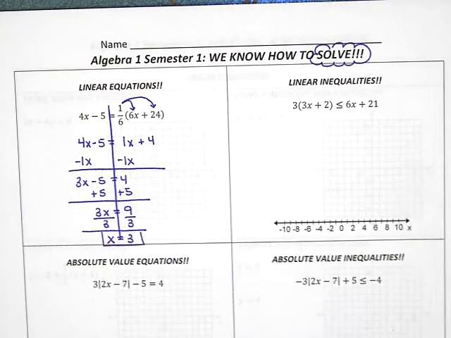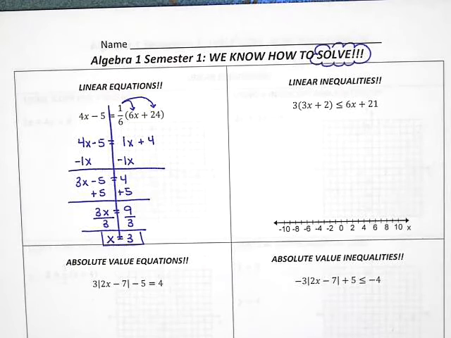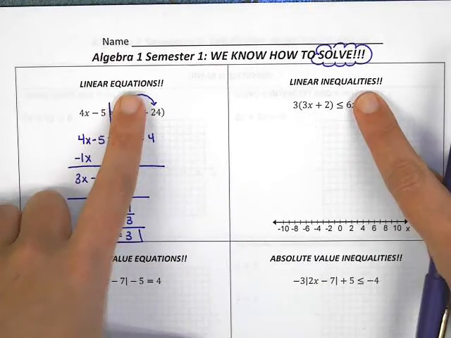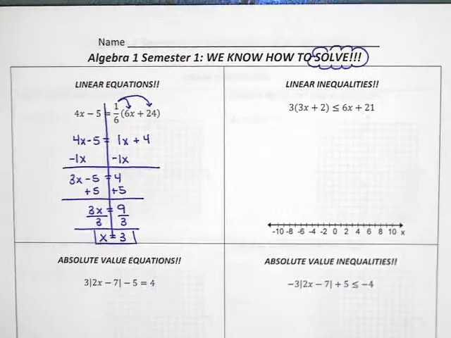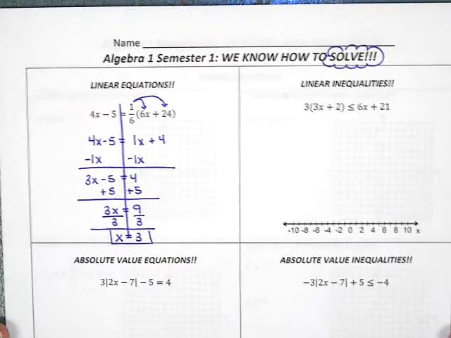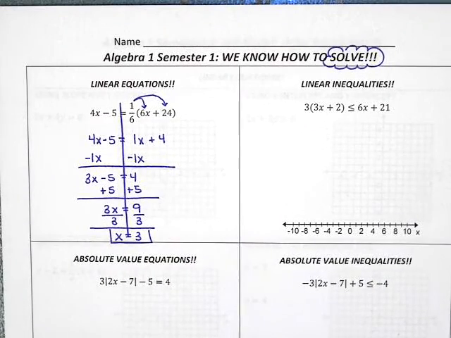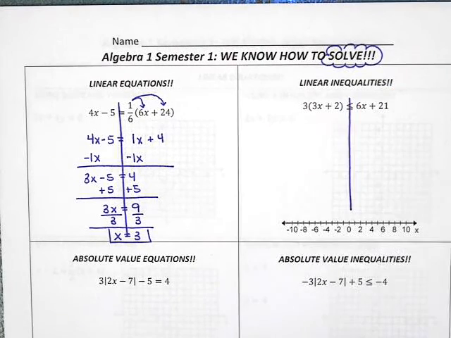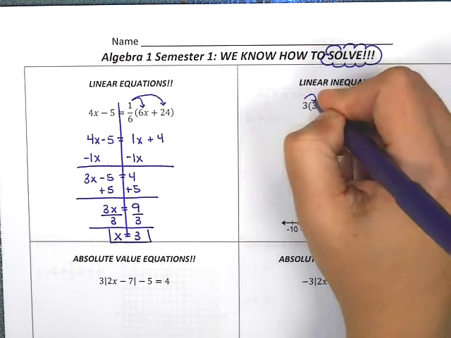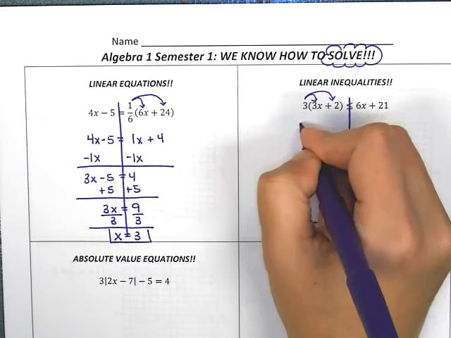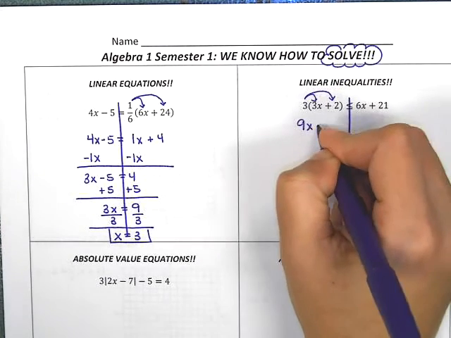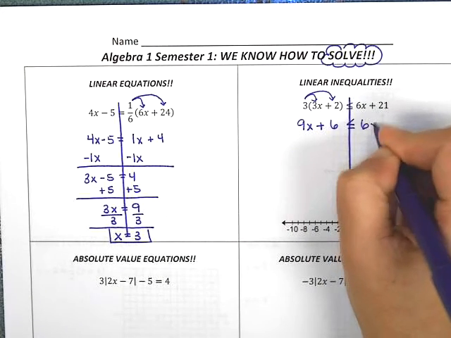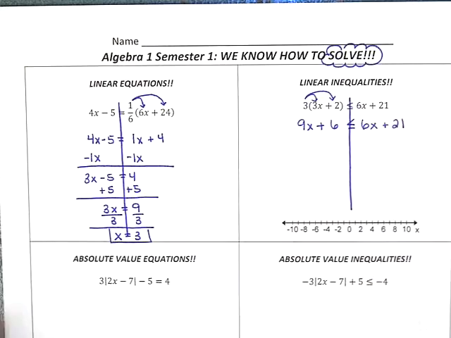The next type of problem that we learned how to solve was instead of having an equation, we had an inequality, meaning instead of an equal sign, we had a less than or a greater than or a less than or equal to or a greater than or equal to. So to solve these problems, we said the process is actually very similar. We would start by distributing. So 3 times 3 would be 9x plus 6 less than or equal to, and then we would just drop down the 6x plus 21.